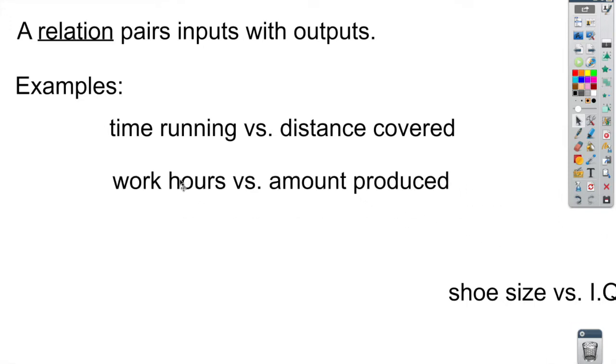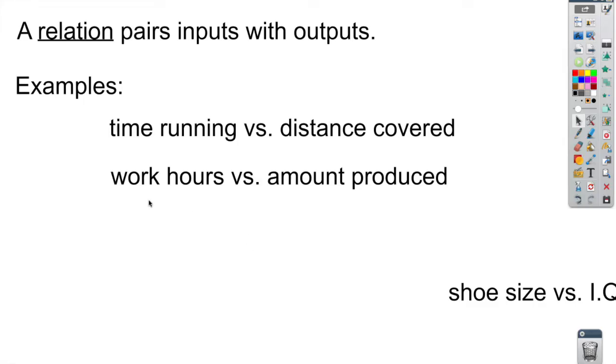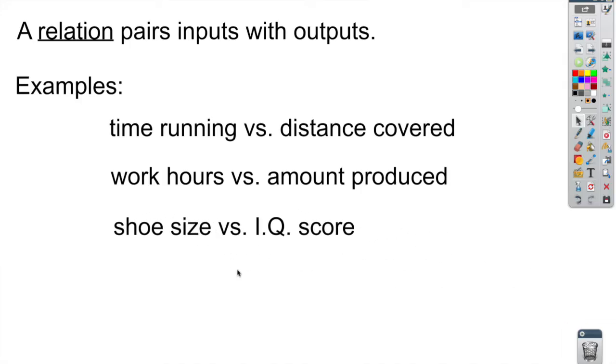Here's another one. Number of hours you work versus the amount produced. The input is to say, oh, I worked this many hours. The output would be how many units of whatever you're building you produced. And here's another one. Shoe size versus IQ score.